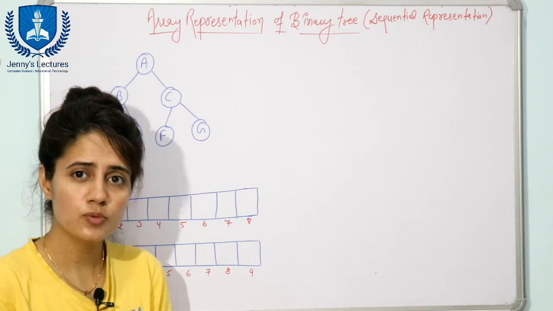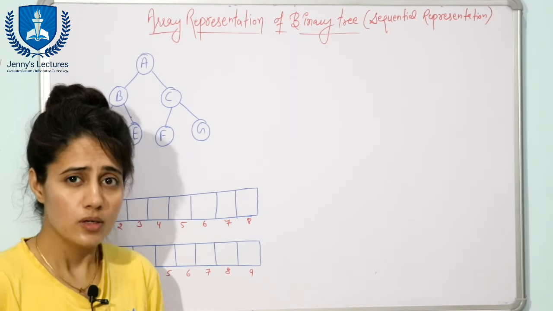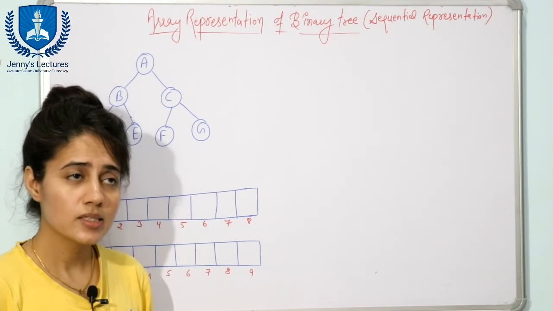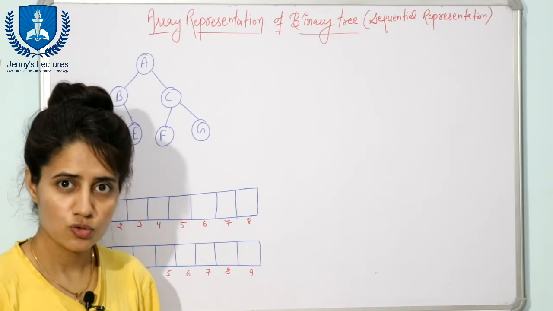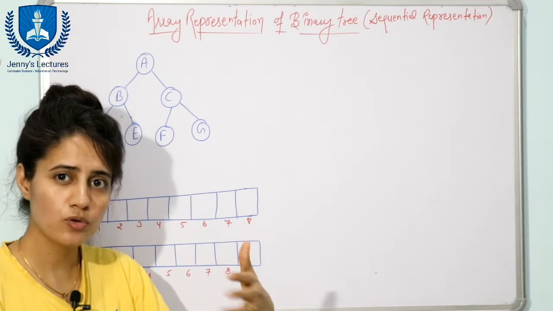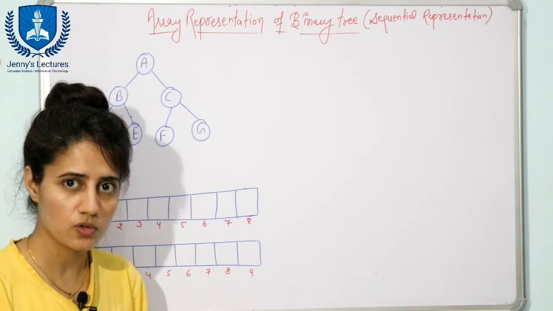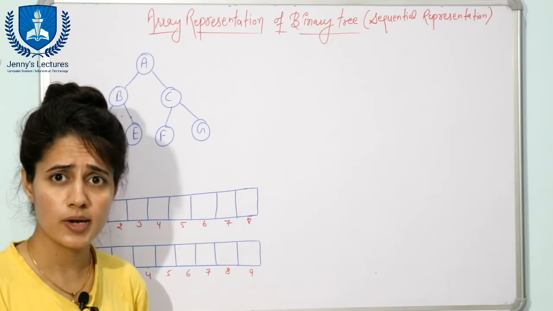But before going to heap sort, I think you should know some basic terminologies that would be used in heap sort. One of those things is array, how the binary tree is represented using array. So first of all, I'm going to discuss this, and after that we are going to switch to heap sort in the next video. It is also known as sequential representation of a binary tree.